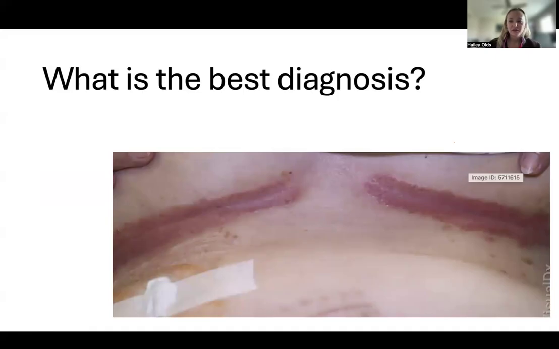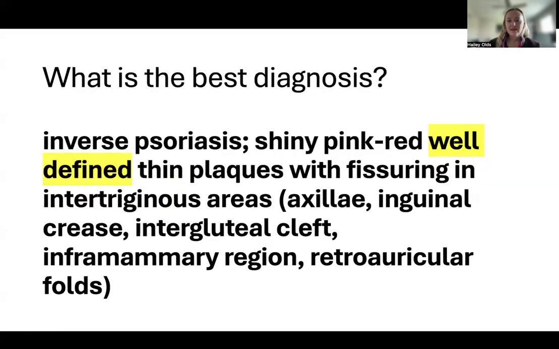What is the best diagnosis for this one? So this is the inframammary area. This is inverse psoriasis. So you get shiny pink, red, well-defined, that's the key, thin plaques with fissuring in intertriginous areas. So it can be behind the ear, the intergluteal cleft, the axilla, kind of anywhere that is intertriginous.